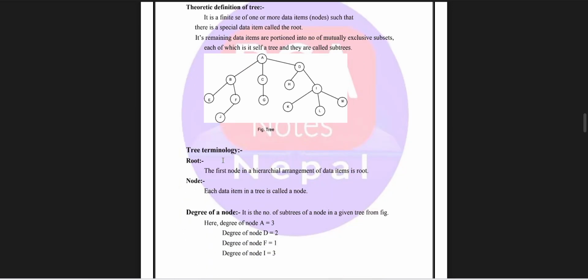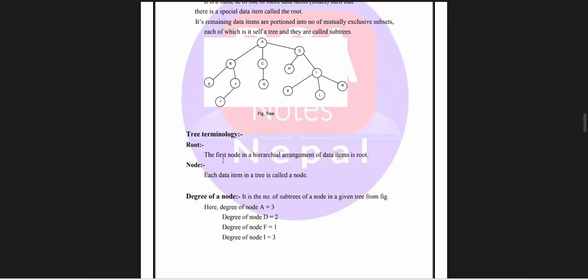Tree terminology. Root: the first node in the hierarchical arrangement of the data items is the root. Each data item in a tree is called a node.